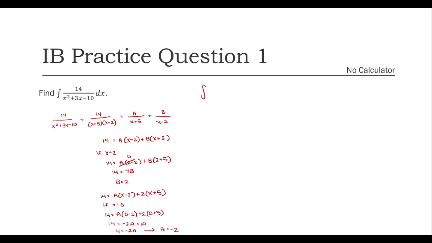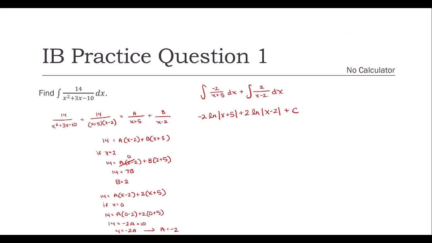So we can rewrite our integral now. We have the integral of a over x plus 5, so negative 2 over x plus 5, dx, plus the integral of b, which was positive 2, over x minus 2, dx. We can pull our constant out front, so we have negative 2, and then the integral of 1 over x plus 5, which is the natural log of the absolute value of x plus 5, plus, we'll pull our 2 out front, and then we'll get our integral of 1 over x minus 2, which is the natural log of the absolute value of x minus 2, plus c.